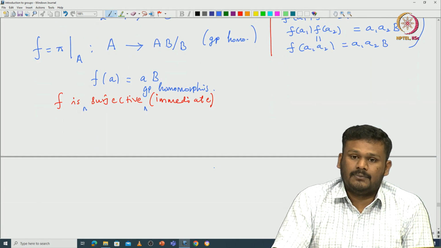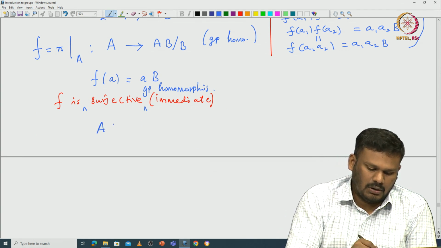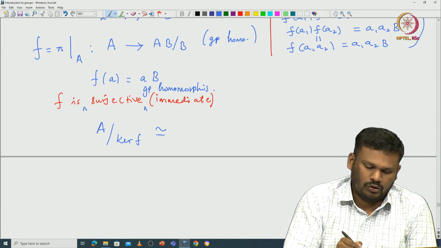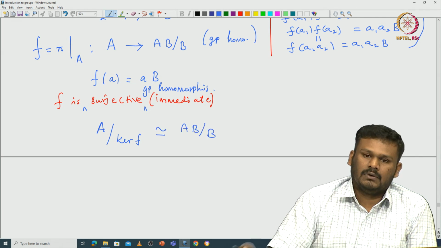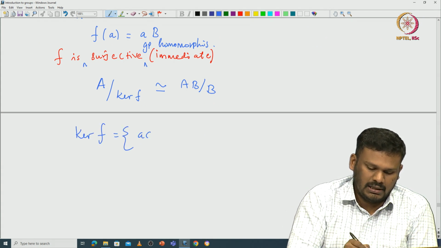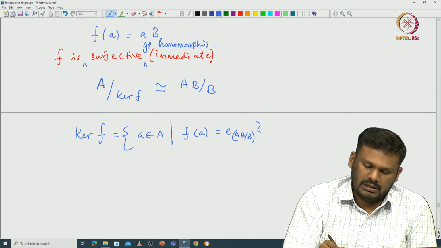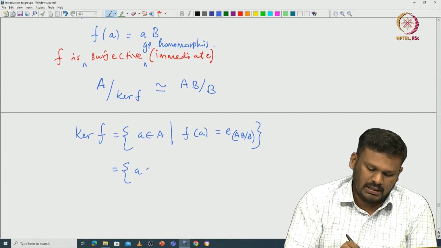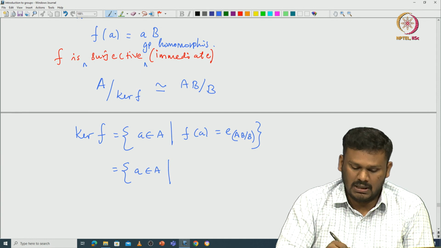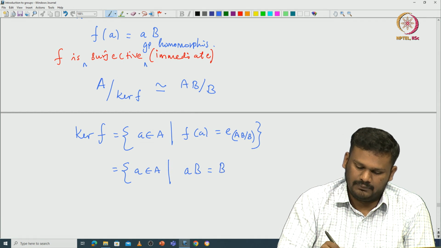Now, using the first isomorphism theorem, you can see that A modulo kernel F will be isomorphic to AB modulo B. So, it is enough to determine what the kernel is. The kernel is nothing but those a in capital A such that F of a equals the identity inside AB modulo B. Let us rewrite that. This is those a in A such that F of a, that is aB, equals the identity in AB modulo B, which is just B.